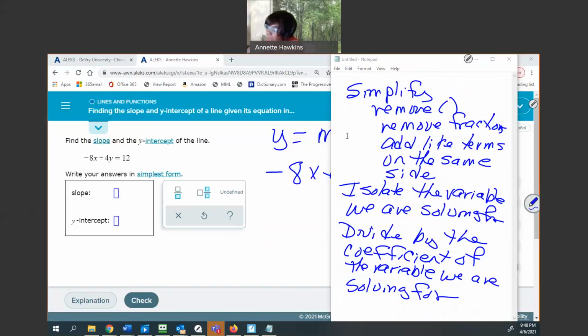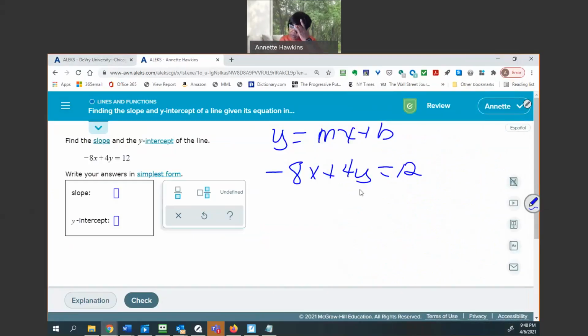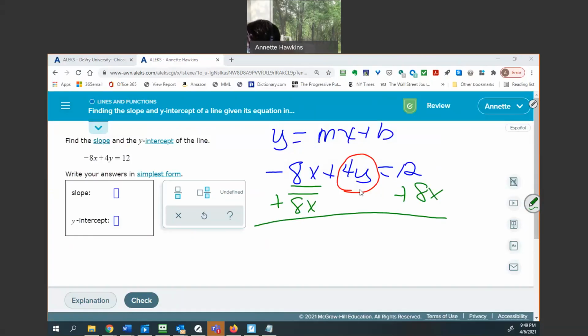Okay, so we simplify, isolate, divide. Simplify, isolate, and divide. But this time we have two variables. So we want to solve for y. Y is what we want to solve for. So since we want to solve for y, we want to isolate y and its coefficient. If you notice, this is on the same side as y, and we can't have that, so we need to undo that. So I add 8x to both sides. 4y equals 8x plus 12.